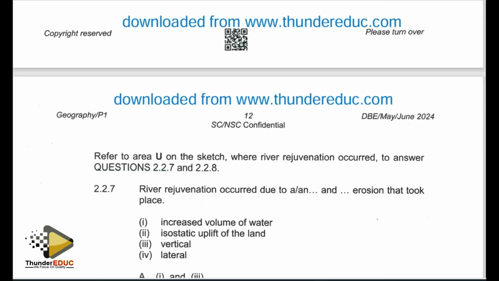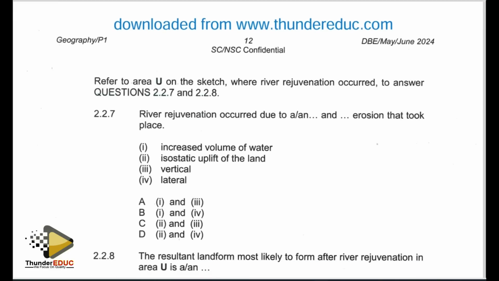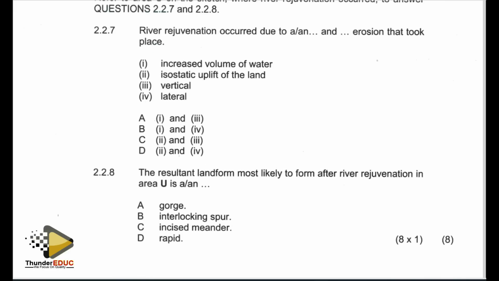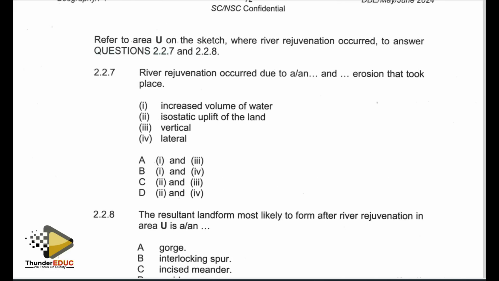Refer to area U on the sketch where the river rejuvenation occurred, to answer questions 2.27 and 2.28. River rejuvenation occurred due to A or N and dash erosion that took place. Right, river rejuvenation. Some of the causes of river rejuvenation is isostatic uplift. Increase in volume of water, yes, is also a cause. We can also talk of other causes like an increase in the rainfall received in the area, which is also a contributing factor of rejuvenation. But in this instance, our cause is direct.